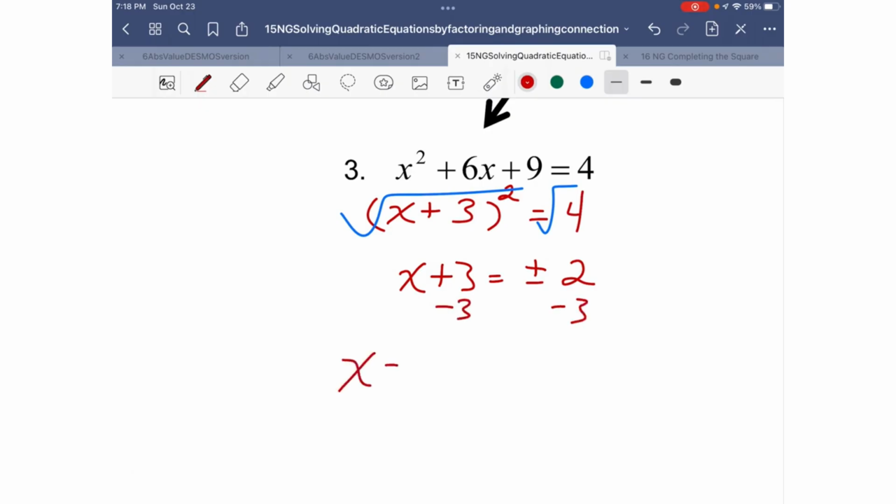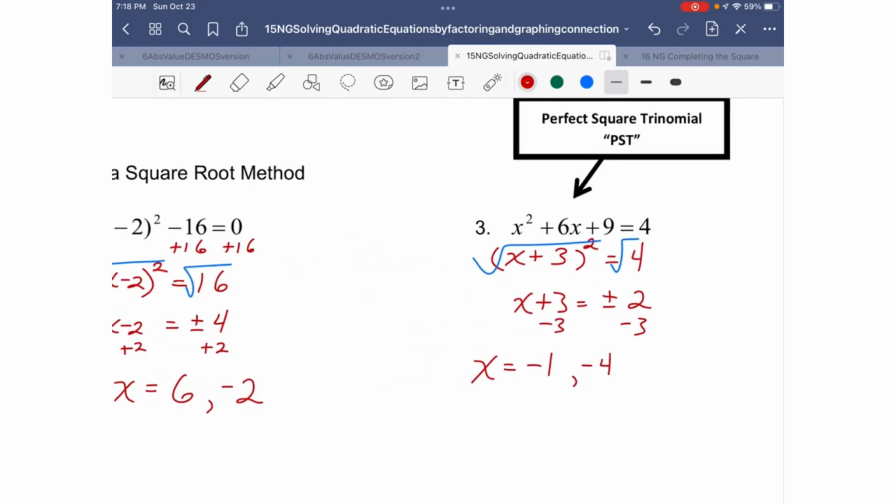Okay, what happens here is I do end up subtracting 3 from two numbers. If I subtract 3 from positive 2, I get negative 1. But if I subtract 3 from negative 2, I get negative 4. That was like a square root method.